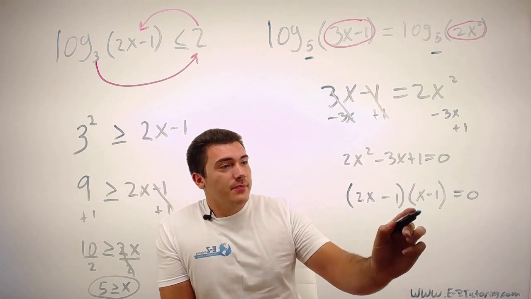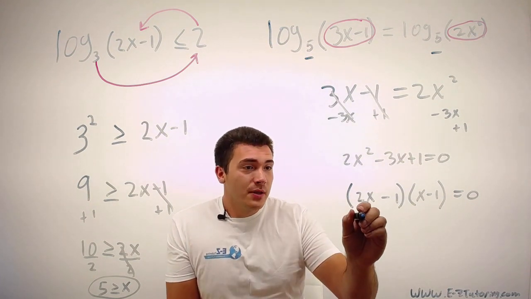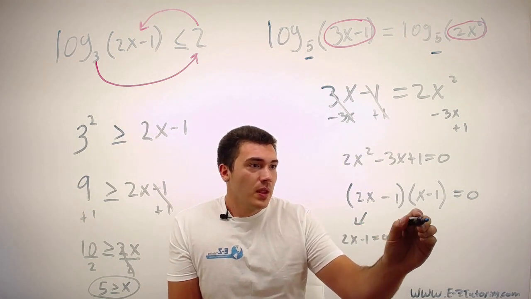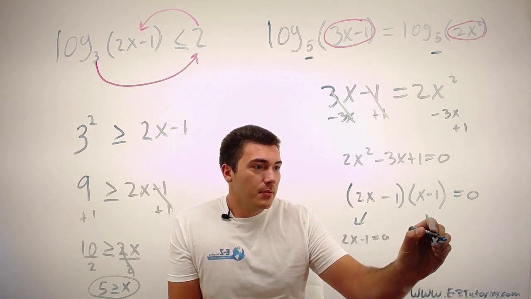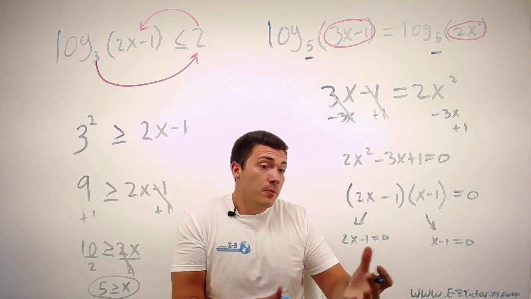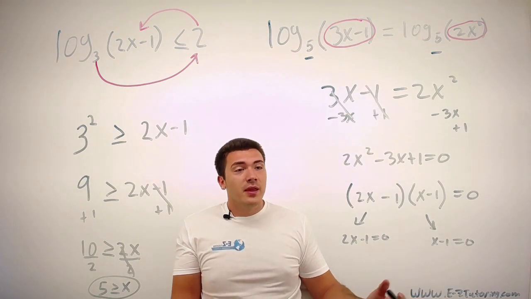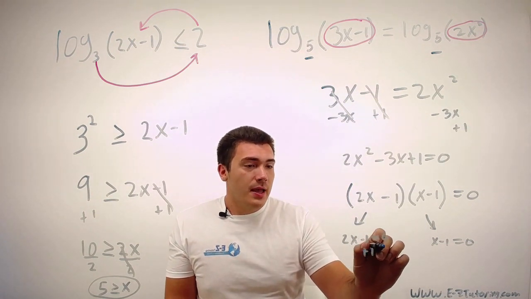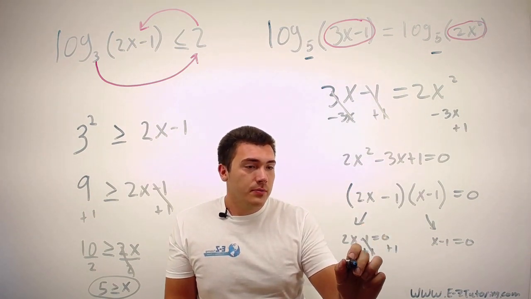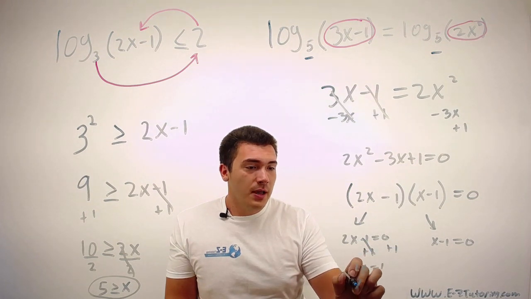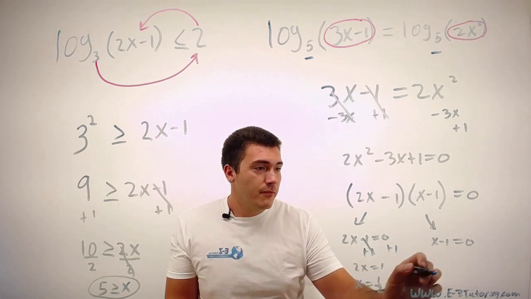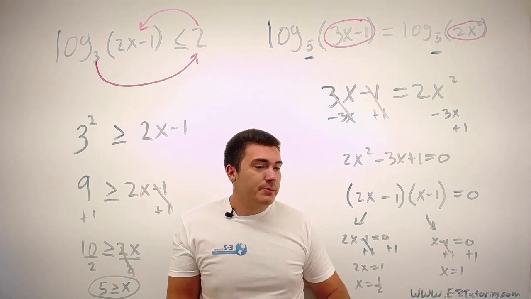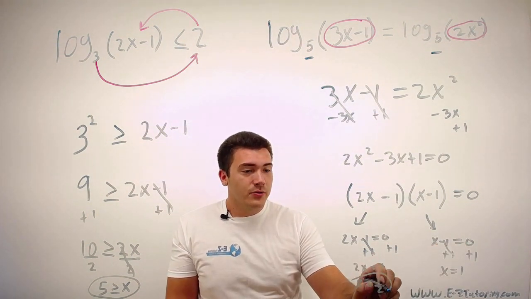So something times something is equal to 0. Therefore, this something must be equal to 0, and this something must be equal to 0. Or maybe just one of them is equal to 0. That's why you will have to check your answers. So we add 1, 2x equals 1, x equals 1/2, add 1, x equals 1. There are your two answers.